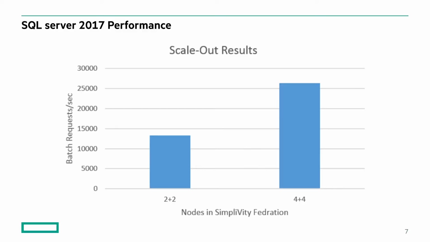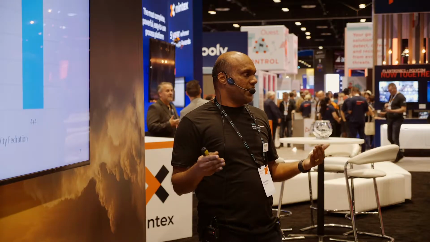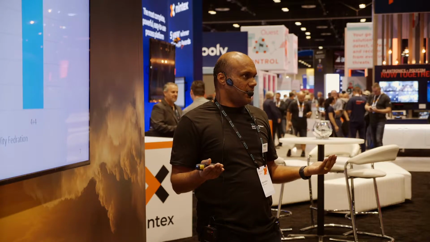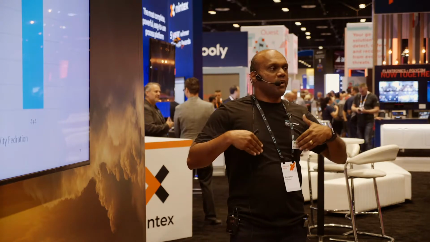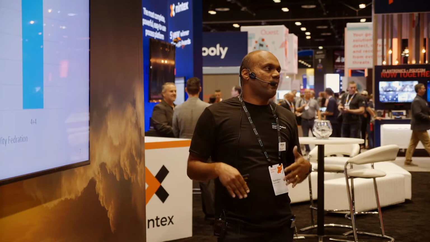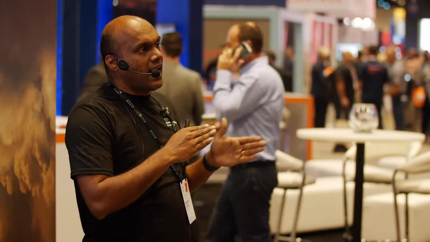Likewise, you want to do scale out as well. So we have a 2+2 cluster capability, which is 2 active and 2 standby. With that, you will have about 14,000 TPS performance. And when you double the active nodes, you can double the performance to 28,000 TPS as well. So with SimpliVity, you can linearly scale up and scale out for your SQL Server environment.